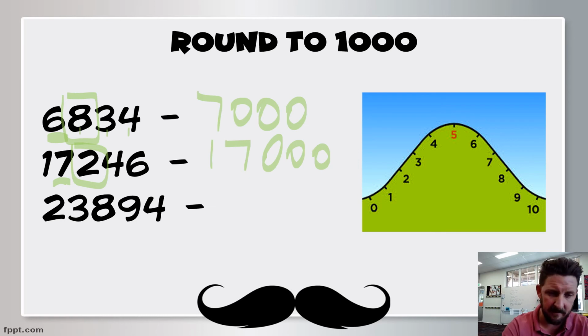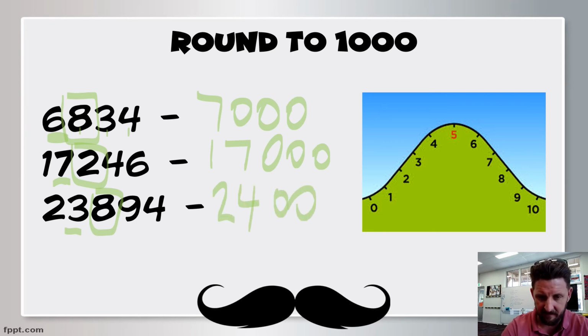My last one, same thing. Underline my 1,000. Box around my next house. It's an 8. It goes up. So 23 turns to 24. And I put in my gap fillers to fill it up. So I know I have to put the right amount of zeros. Now you'll see that my gap fillers are 1, 2, 3 zeros. It's the same as the amount of zeros that are in 1,000.